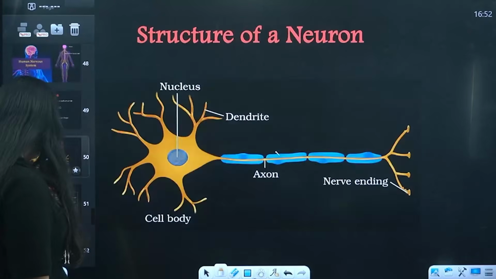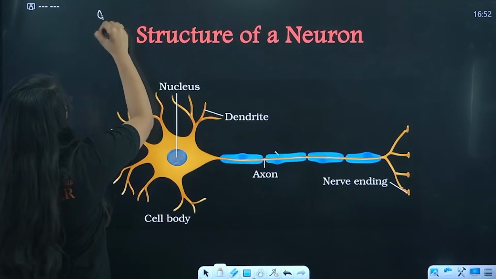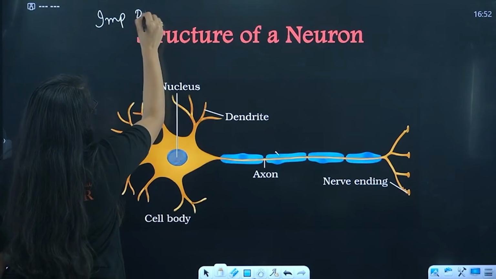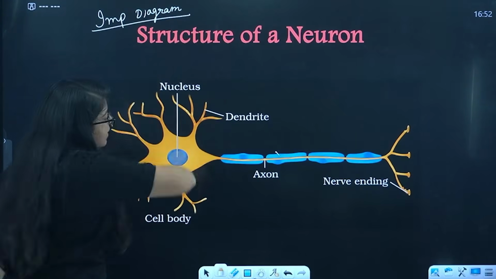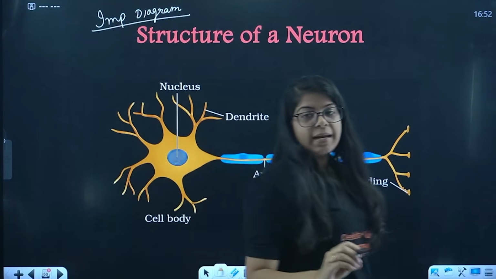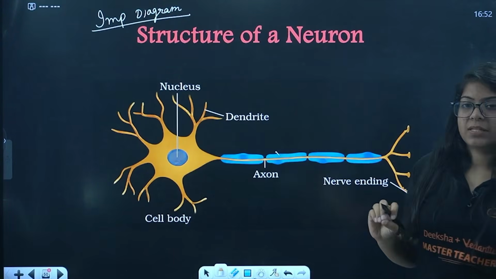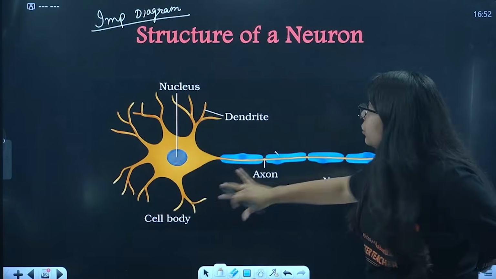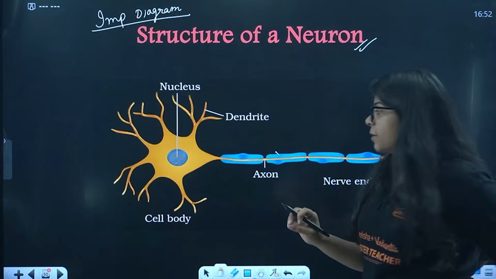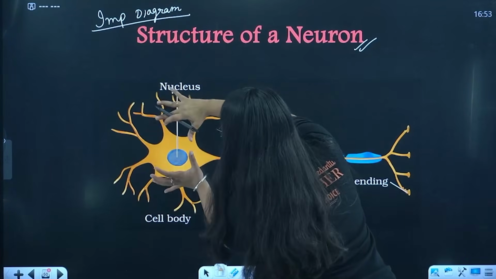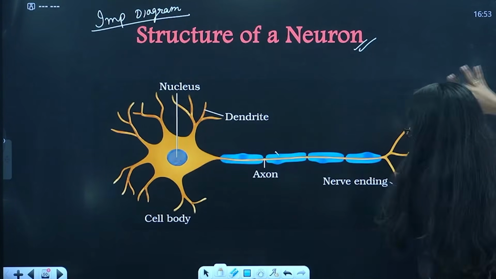Okay. Now, beta, it is the most important diagram of your class. This is the most important diagram. Make sure you are doing this. Now, this is your neuron. This is your neuron or nerve cell. See, beta, it has three parts: a head, a body, and let's say a tail.